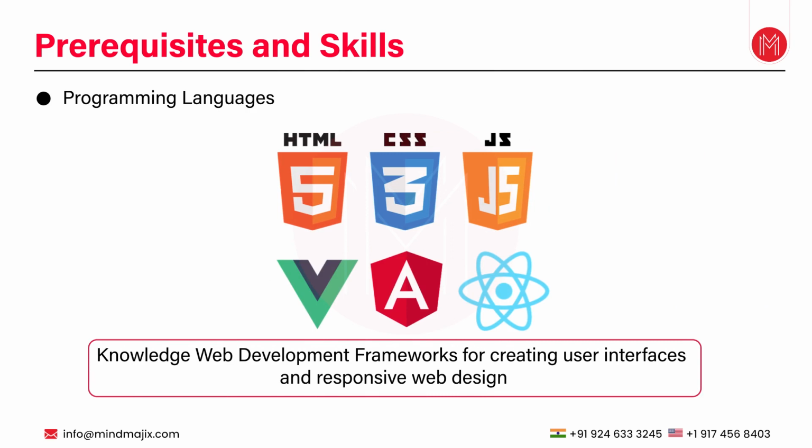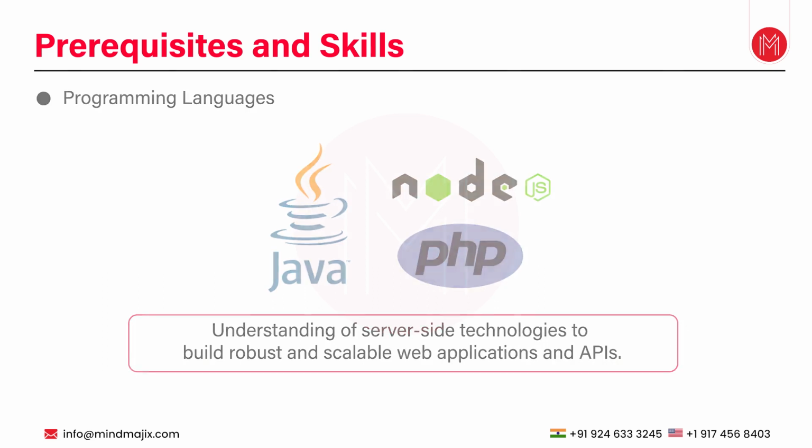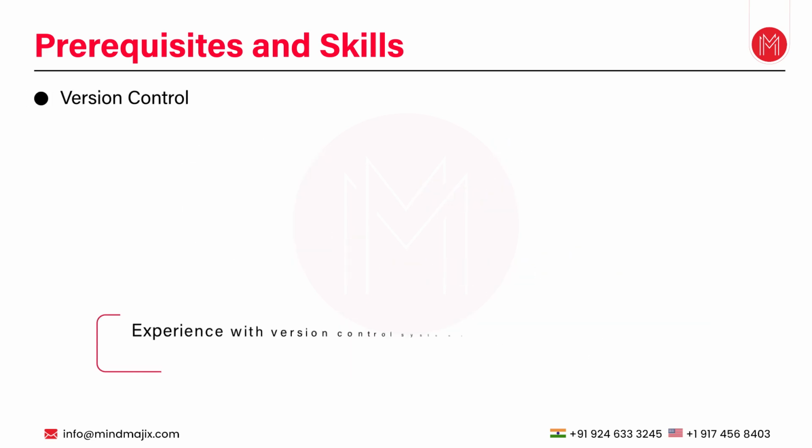Next is the front-end development part of full stack development. Knowledge of HTML, CSS, and JavaScript frameworks like React, Angular, or Vue.js for creating user interfaces and responsive web design is a must. Next in the list is the back-end development part. Understanding of server-side technologies like Node.js, PHP, or Java to build robust and scalable web applications and APIs is very important. Proceeding ahead, you need to have a comfortable understanding of databases. Familiarity with database management systems like MySQL, PostgreSQL, or MongoDB, along with the ability to write efficient SQL queries, can be a real deal.